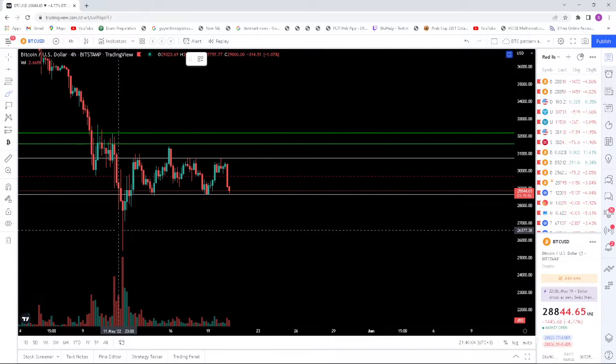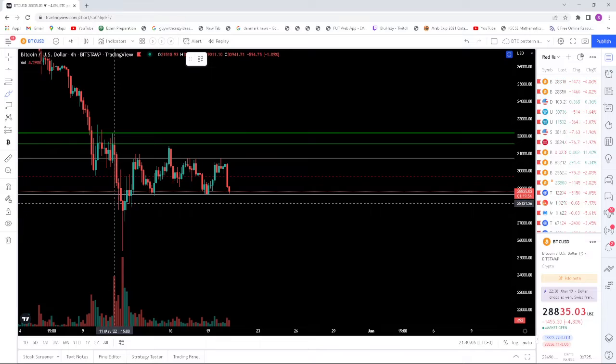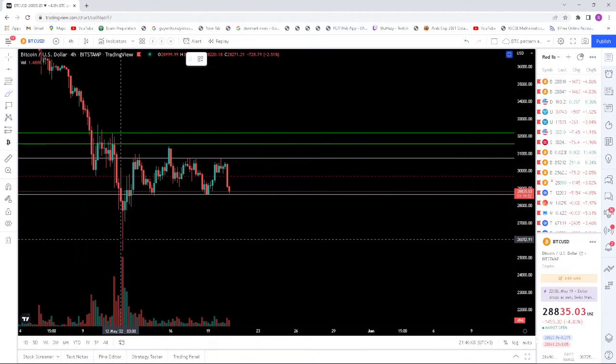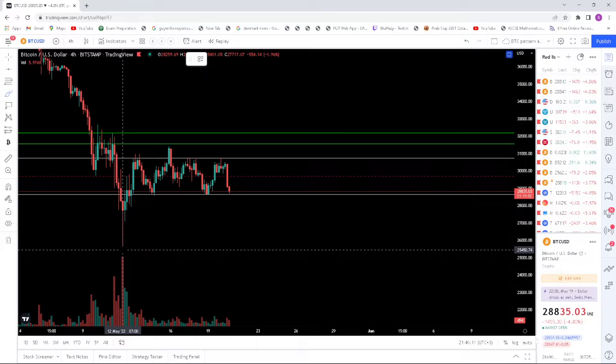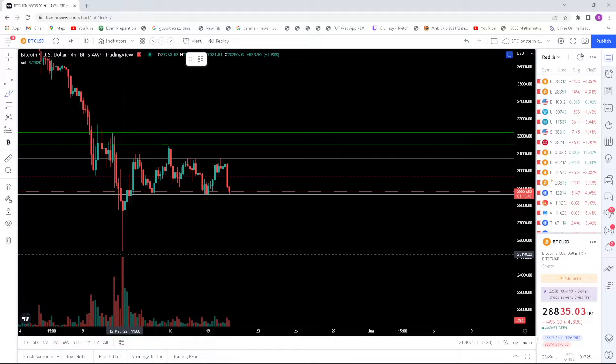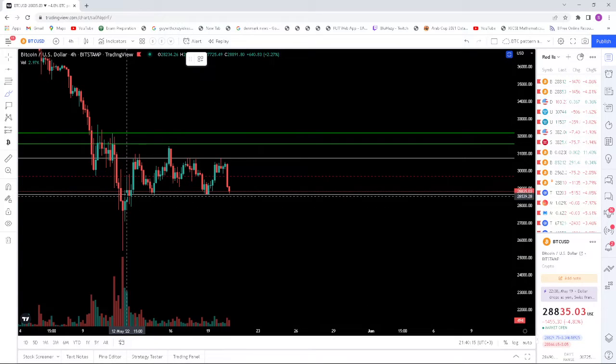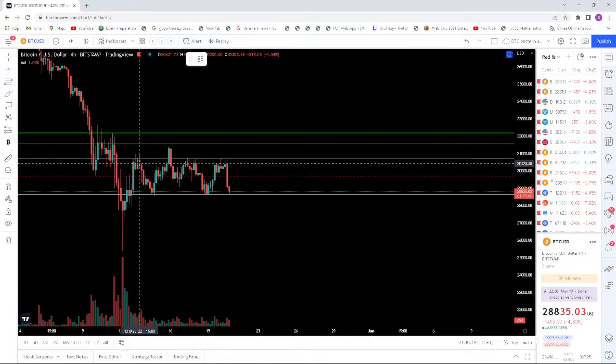You see, let's go for here. When we broke this range to the downside, we had a wick, but then bullish volume came in. We got accepted back at the range. We started getting support and we started going up. We went up. You could have made good money.